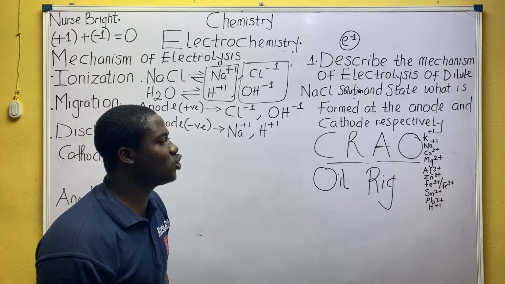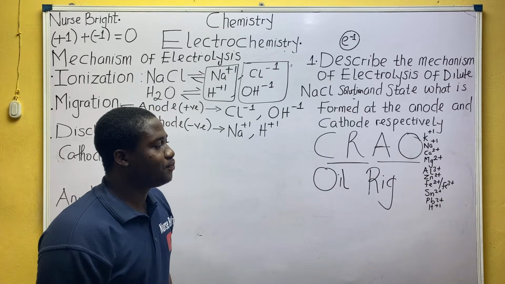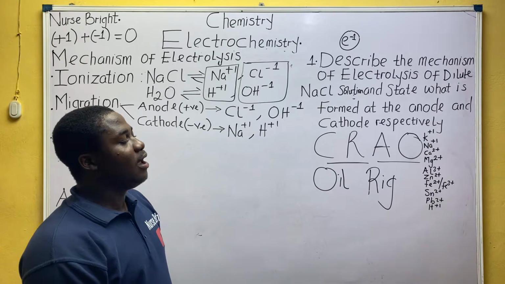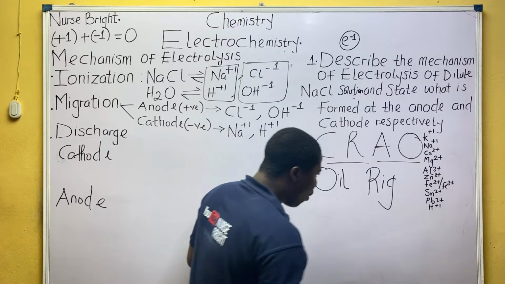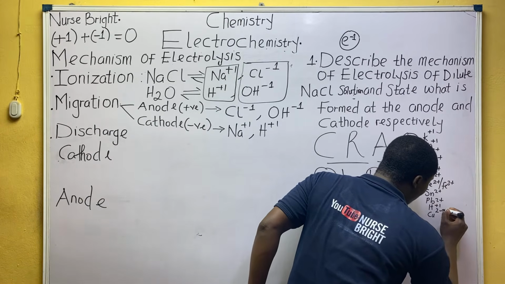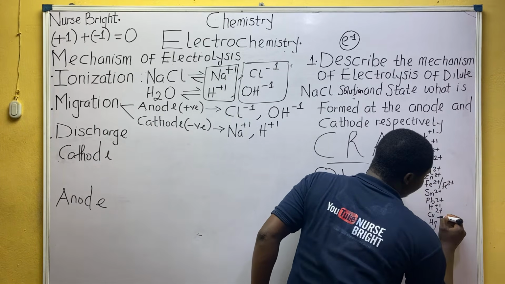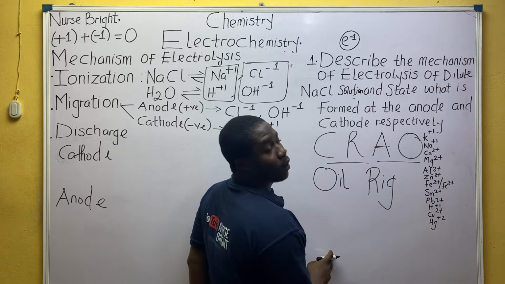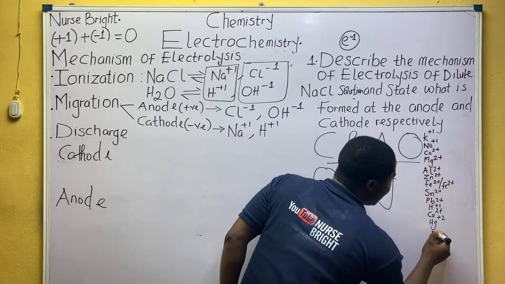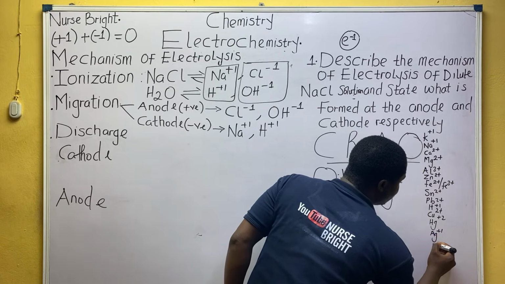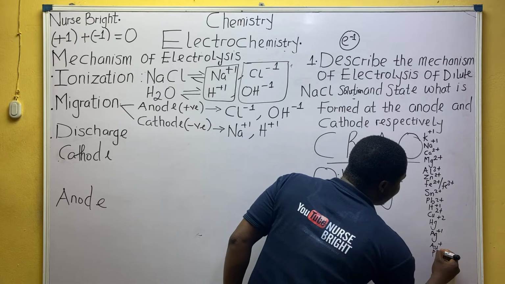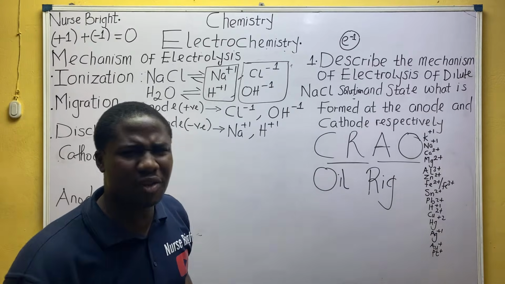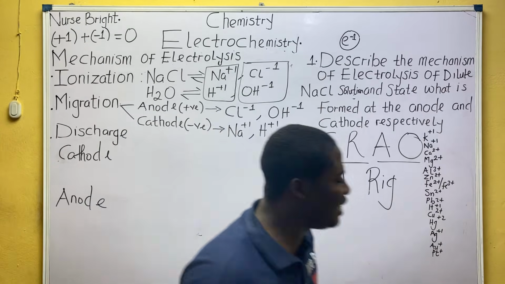Potassium, sodium, calcium, magnesium, aluminum, zinc, iron, tin, Sn2+, lead, Pb2+, hydrogen, H+, copper, Cu2+, mercury, Hg2+, silver. Silver is Ag+, and gold, Au+. Another element, platinum. Platinum is also +1. Alright. So guys, I believe you can see the list of these.